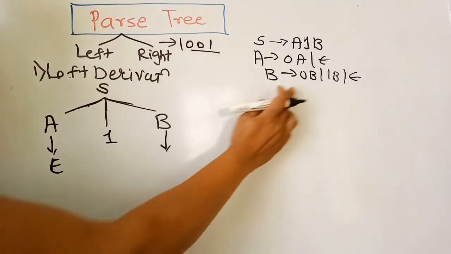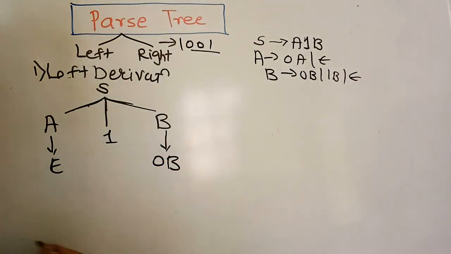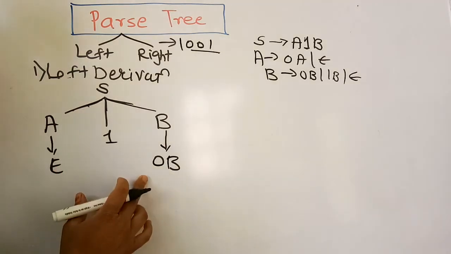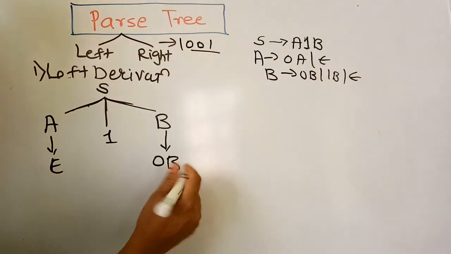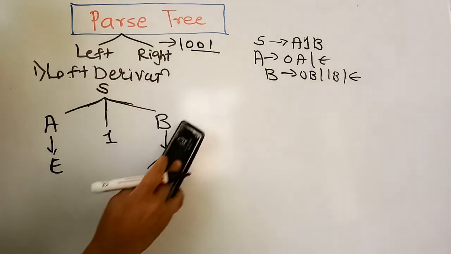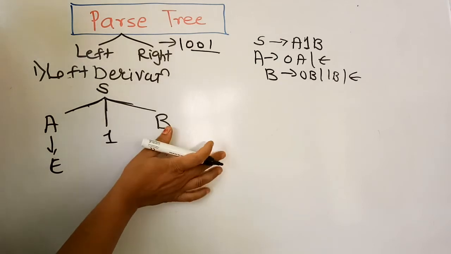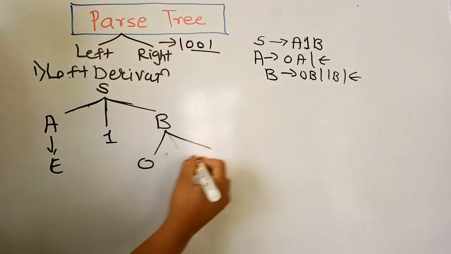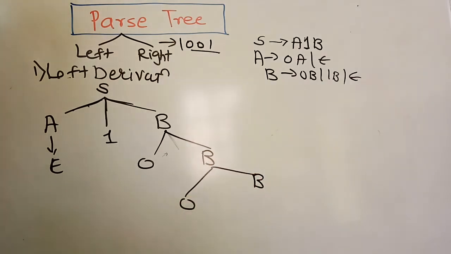Now to obtain the 0, we will replace B by 0. But again, for obtaining another 0, we will replace B by another 0. But how to obtain it? I will write like B will be replaced with, first of all, 0B. Then this B is again replaced with 0B.